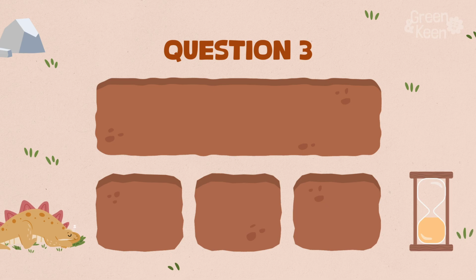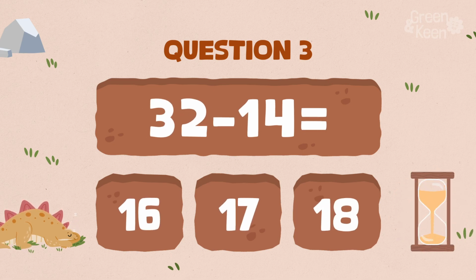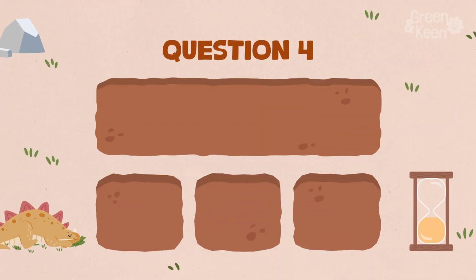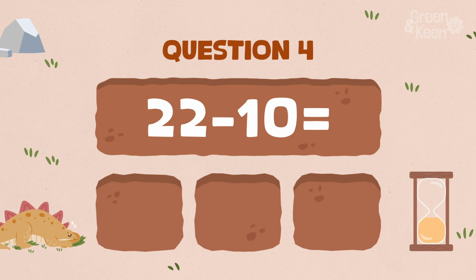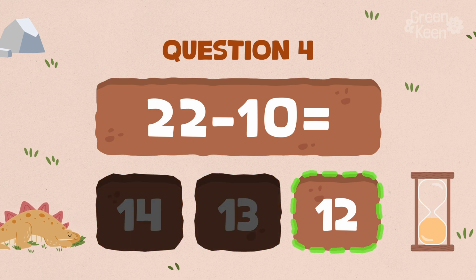Question number 3. 32 minus 14 equals... The answer is 18. Question number 4. 22 minus 10 equals... The answer is 12.